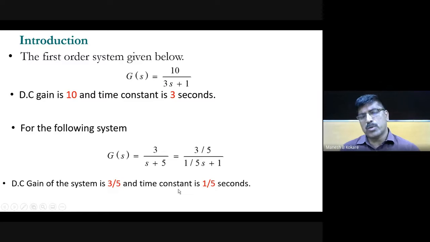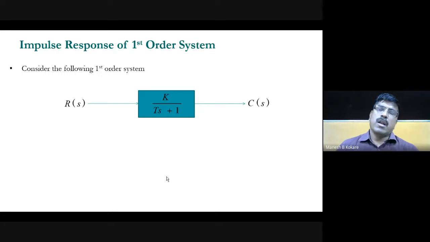I hope you have understood how to find the gain and time constant of a first order system. In this lecture, we are going to study the response of the system for two inputs. The first input is the impulse input, and we'll see the response of the system. Then we'll change the input from impulse to step input and see the response. After that, we'll change the time constant and the DC gain and see how the system behaves. That is what we are going to study in today's lecture.